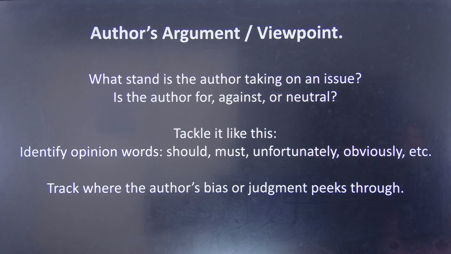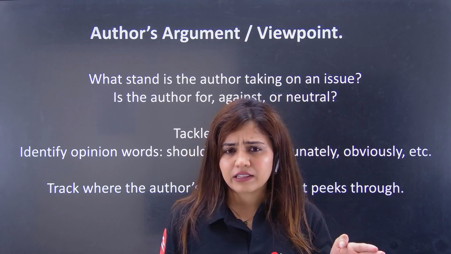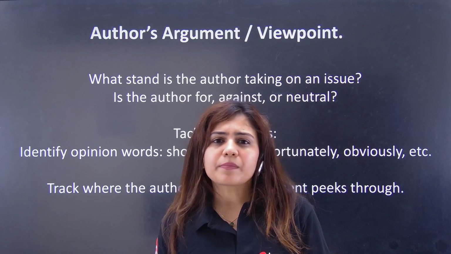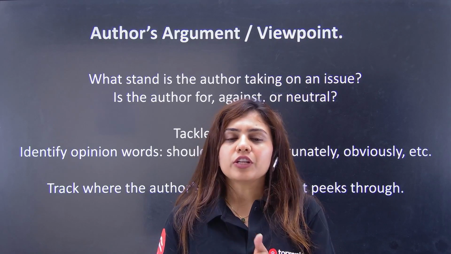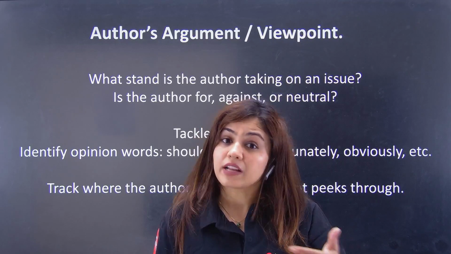Then we have author's argument or viewpoint. Now, the thing is, sometimes the writer is being very, very clear and sharp about his objective, but sometimes he simply is talking about a topic as a spectator. Now, first of all, you need to identify whether the writer has provided an argument at all.